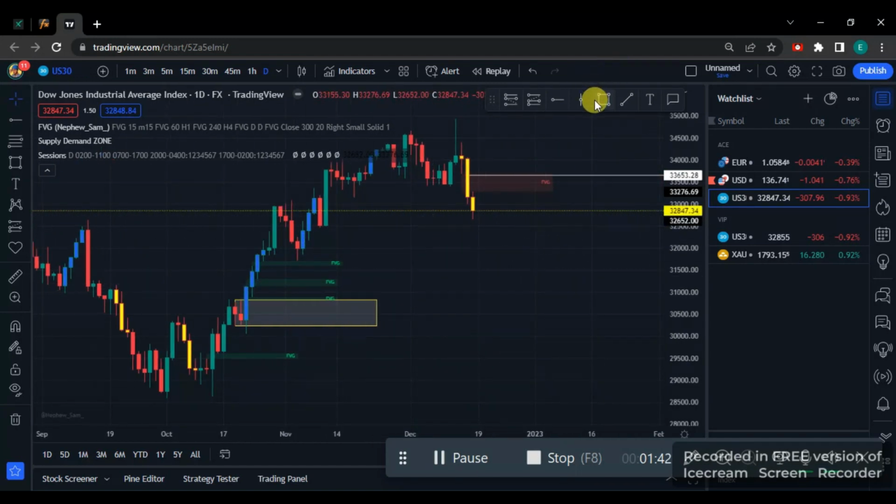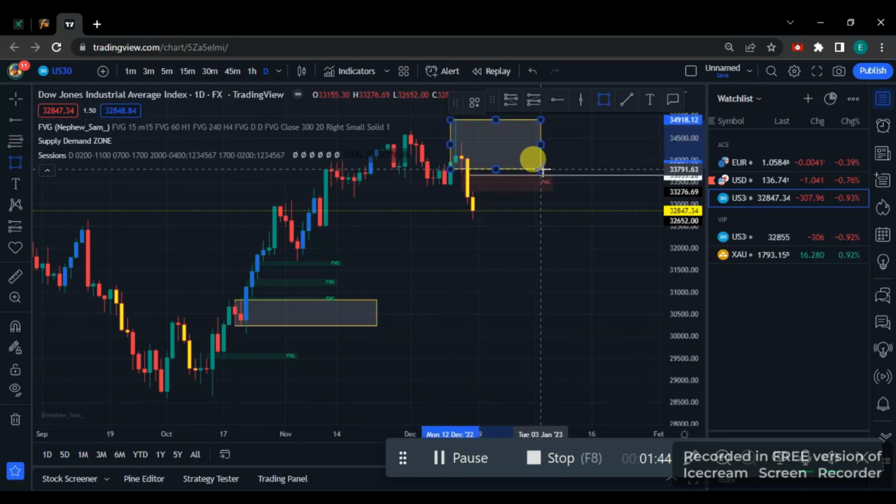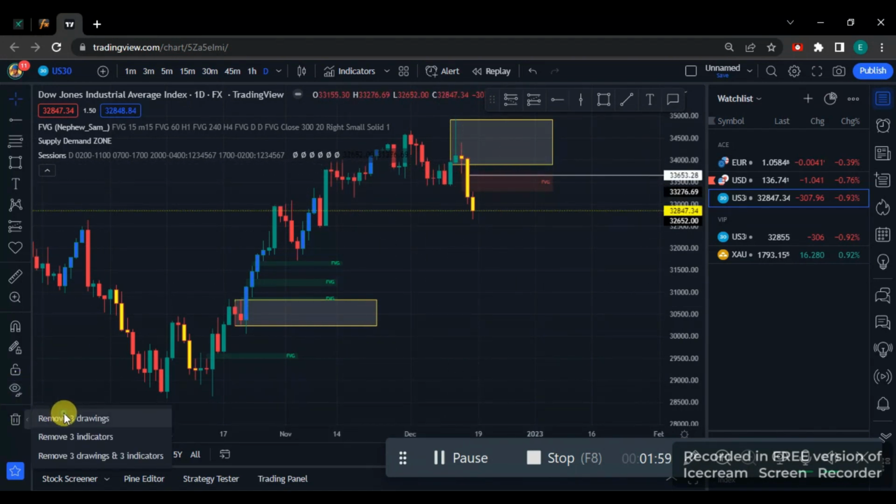This other example, let me use this one. You can see this is the last bullish candlestick that formed before the move to the downside, which signifies a good bearish order block. So guys, once you've added this indicator to your chart, let me clear this real quick.